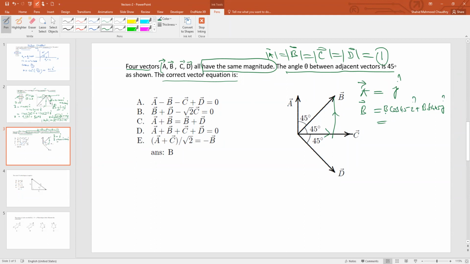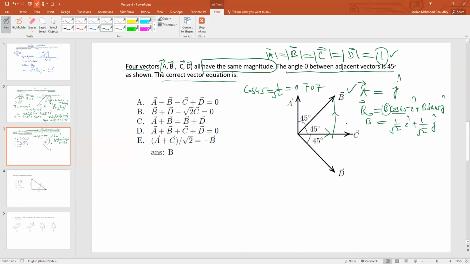So the B magnitude is 1. If I put 1 into cos 45, because you can see the answers are in under root 2 form, we put cos 45 equal to 1 over root 2. So 1 over root 2 is actually 0.707. So B is 1 and cos 45 is 1 over root 2, times I, plus B is 1, sin 45 is the same. So this is our B vector.